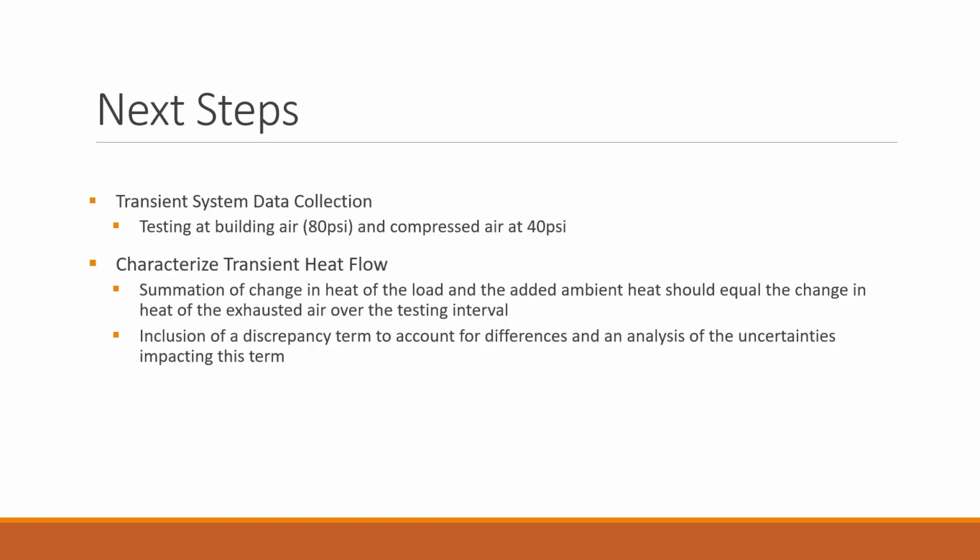So the next steps in week 2, we're just going to be looking at the transient state for the system rather than steady state. And we're going to characterize the heat flow during this transient. So looking at the total heat that goes into the air that's being exhausted and comparing that to the change in temperature of the load and the ambient heat going into the load, and seeing if there's a discrepancy and how big that discrepancy is.